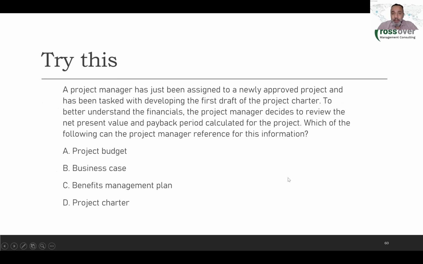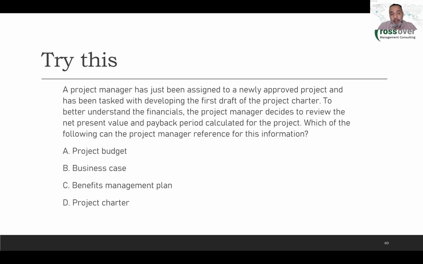A project manager has just been assigned to a newly approved project and has been tasked with developing the first draft of the project charter. To better understand the financials, the project manager decides to review the net present value and payback period calculated for the project. Notice this? Notice how it's like the same scenario that we have explained. You as a project manager, you don't need to develop those terms. You need to have a look at them. Which of the following can the project manager reference for this information?